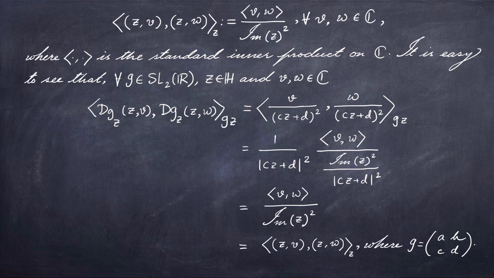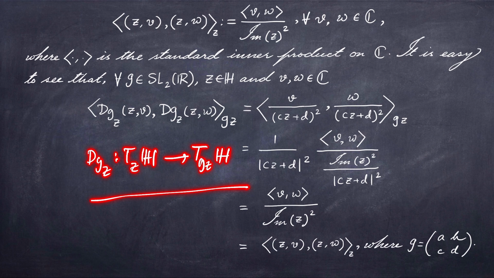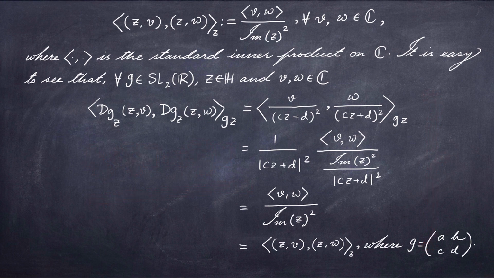Anyway, the crux of the point is, for any g and z, the map dgz is nothing but a map from the tangent space at z to the tangent space at gz. So for any g and z, we see that this map preserves the inner product. That's all we have shown here.